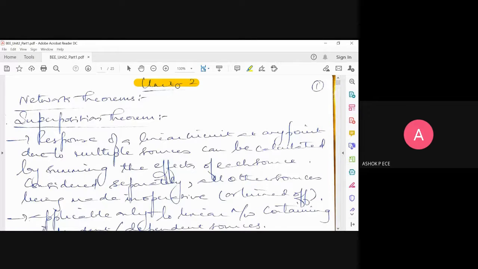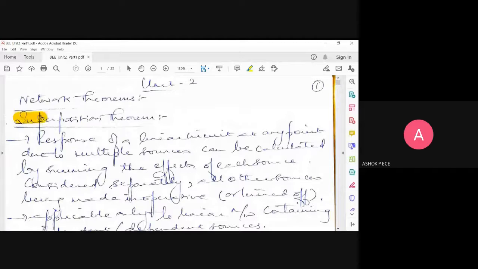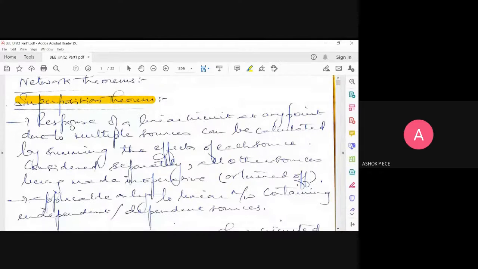See, today everything is speed. We want to achieve it quickly. We want to do things fast. So if you want to do things in a lesser amount of time, definitely you will need the help of these theorems. So we'll be studying these theorems in Unit 2. All are relating to your circuits only. So the first one is the superposition theorem. It is a very, very simple theorem and very easy to understand.